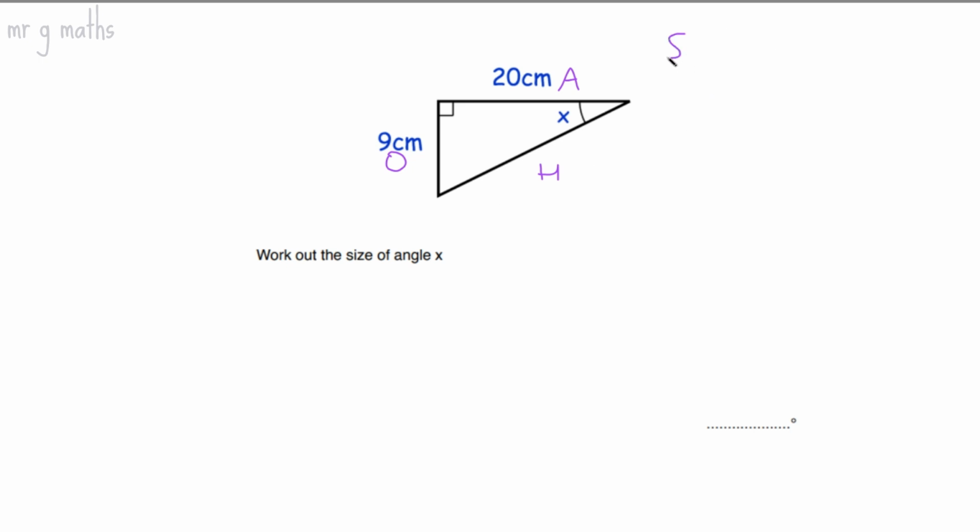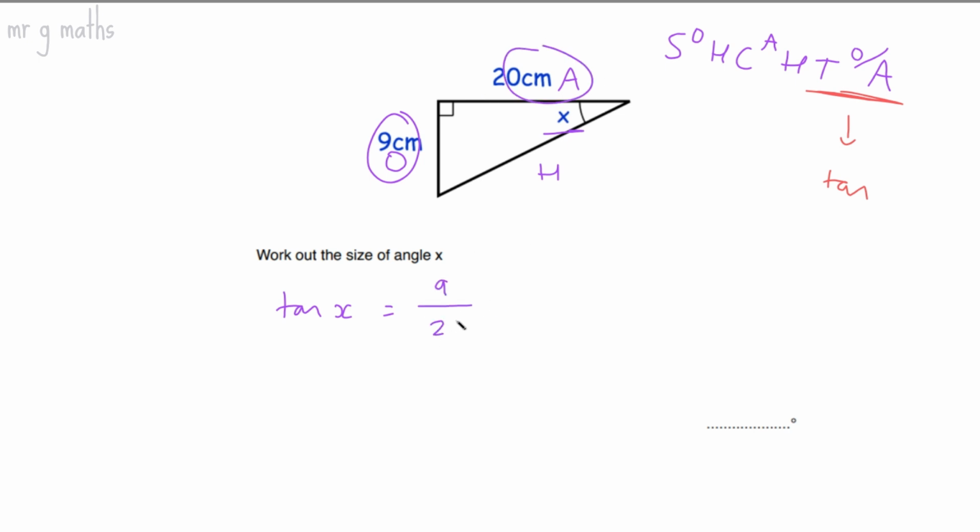Okay, now once again, let's write out SOHCAHTOA. And let's have a think. Well, we've got information here where the O is, and here where the A is. So that's actually O and A. We're using TOA or tan in this case. This time we've not been given that angle, so we're going to put tan x, and then once again, O over A, our little fraction. The O is 9, and the A is 20.